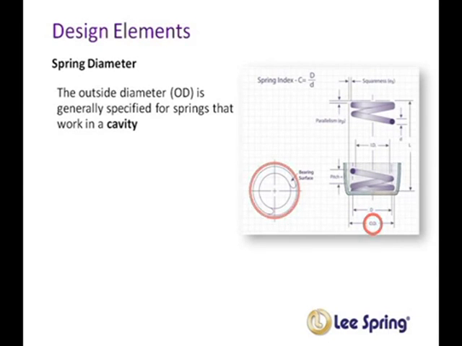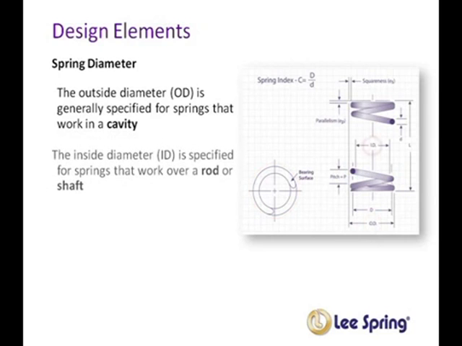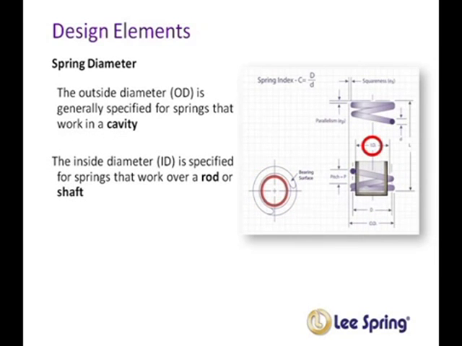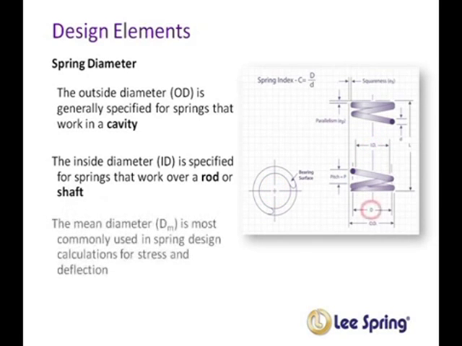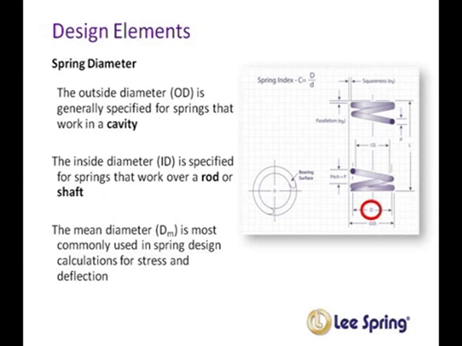Another dimension is the inside diameter, or ID. This dimension is important for springs that work over a rod or shaft. The next type of diameter is the mean diameter, which is most often used for calculations for stress and deflection.